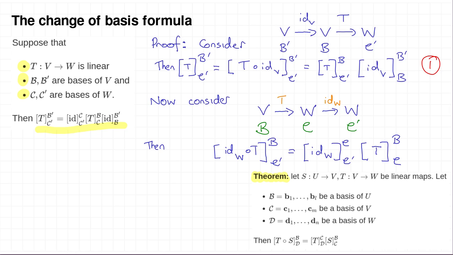Once more, on the left-hand side of that equation is the matrix of the composition of the identity with T. When you compose the identity with T, you just get T again. So again, we can simply write what's on the left as the matrix of T with respect to initial basis B and final basis C prime. I'm going to call this equation number 2.